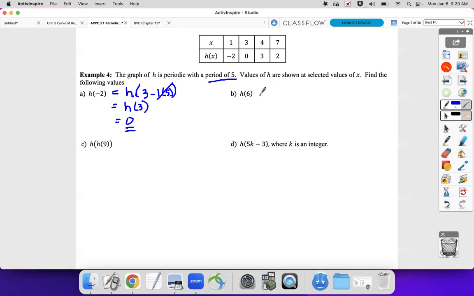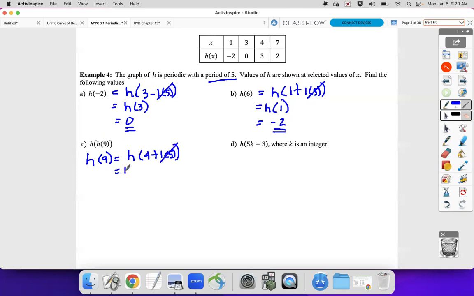So now h of 6 would be like saying h of 1 plus 1 times 5, 1 period of 5. And we're going to scratch out the period and say that brings us back to h of 1. And that should give us -2. h of 9. Well, we're going to start with that and say that's like saying h of 4 plus 1 times 5, 1 period of 5. And of course, that means we'll go right back to h of 4. And h of 4, as you can see in the chart, is 3.